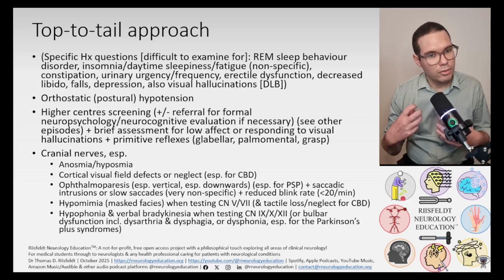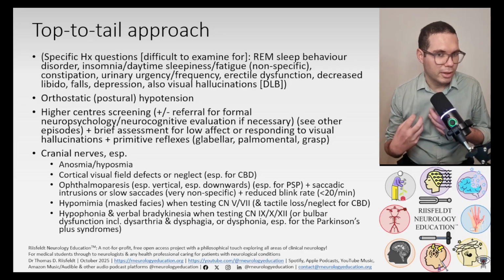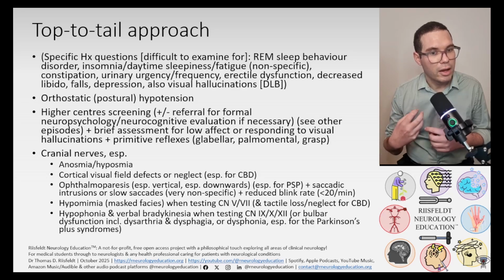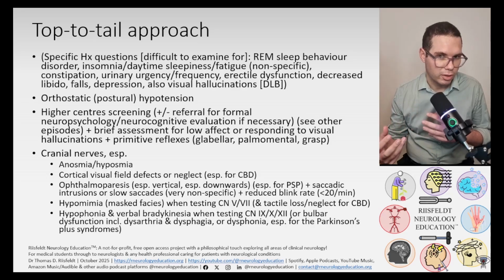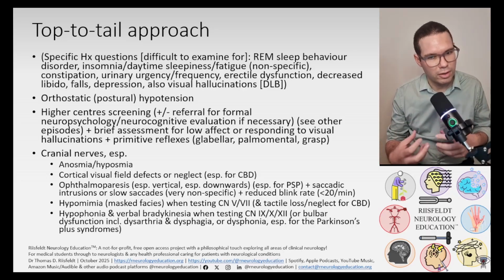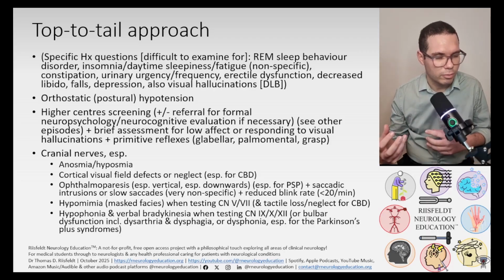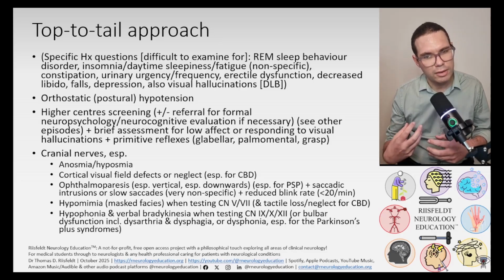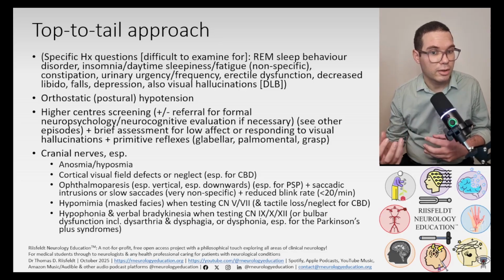In addition to that, it's not quite higher centers, but I'd bundle it together. So a brief assessment of if the patient has a low affect, so that would be part of the mental status examination from a psychiatry perspective. And also if the patient is obviously responding to visual hallucinations in the room is important. And then I would also include primitive reflexes here. So these are very non-specific, but they can be indicative of a neurodegenerative process affecting the cognitive system or the extrapyramidal system.